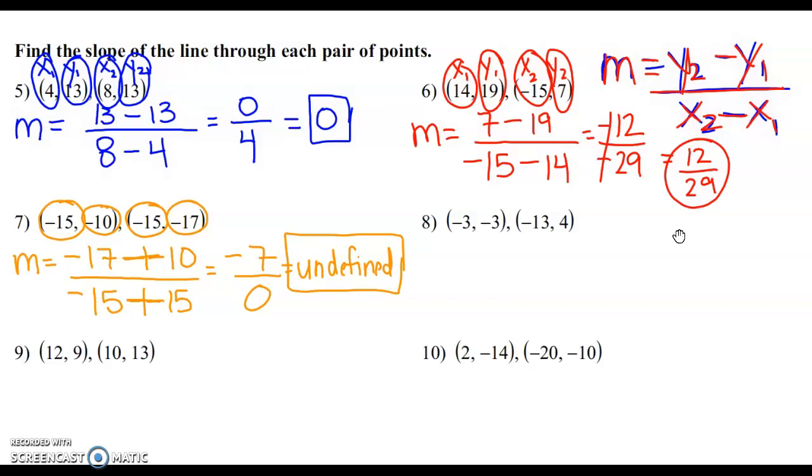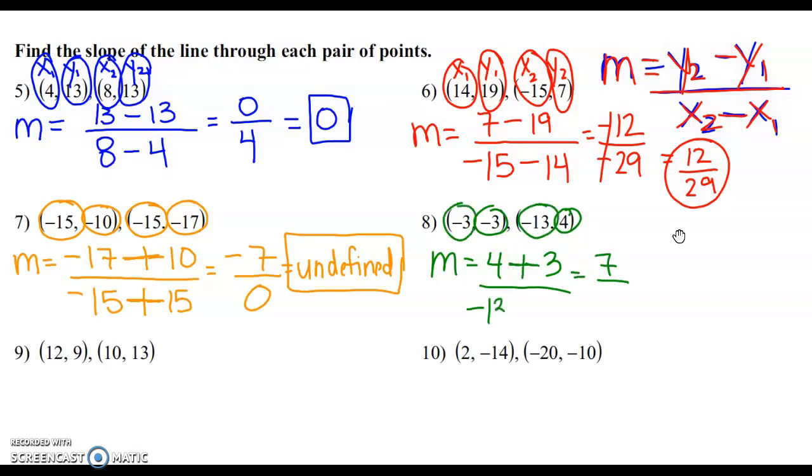Same pattern on number 8. We go m equals 4 minus negative 3, which is going to be 4 plus 3, which is 7, over negative 13 minus a negative 3. So negative 13 minus a negative 3 is negative 13 plus 3, which is negative 10. We typically wouldn't write the negative in the denominator. We put it right out front. So the slope is negative 7/10.